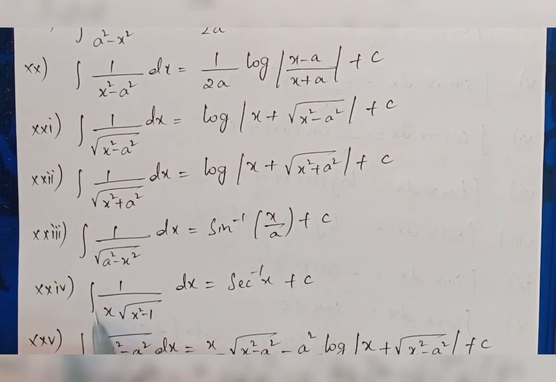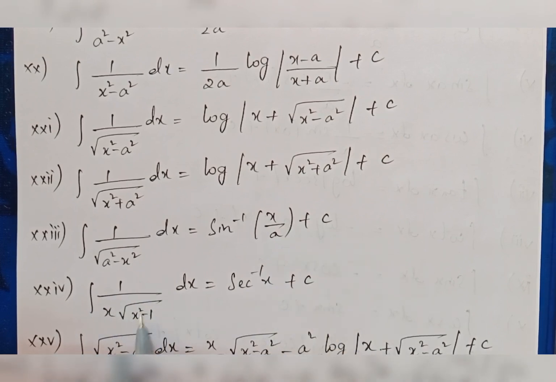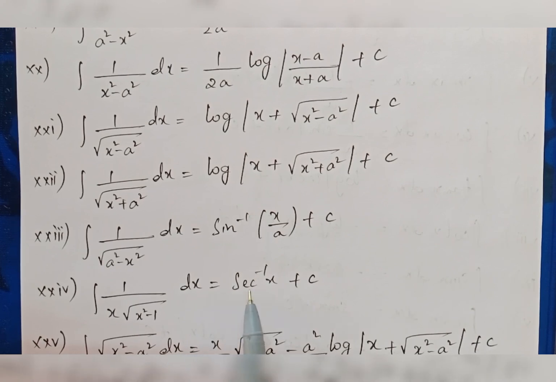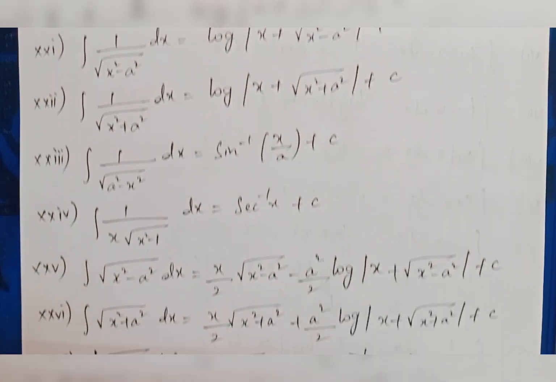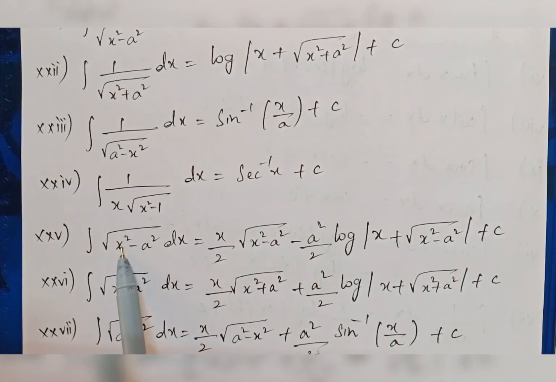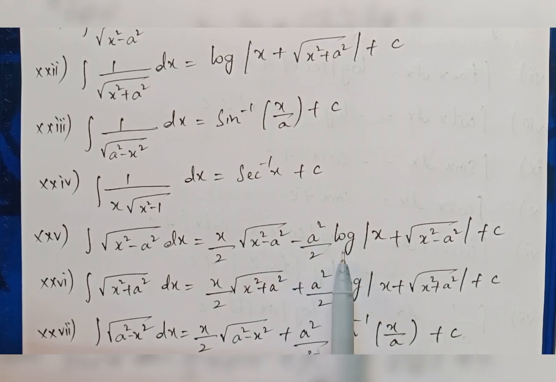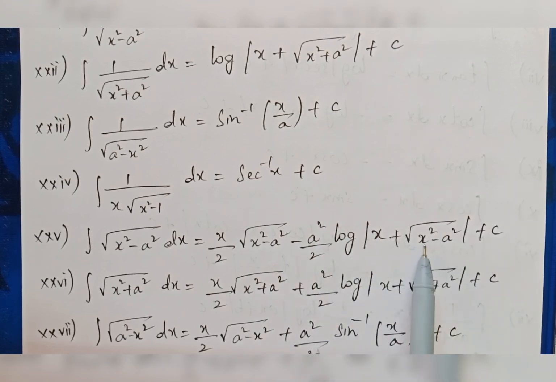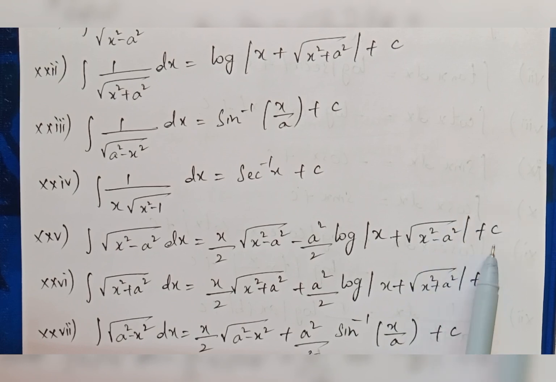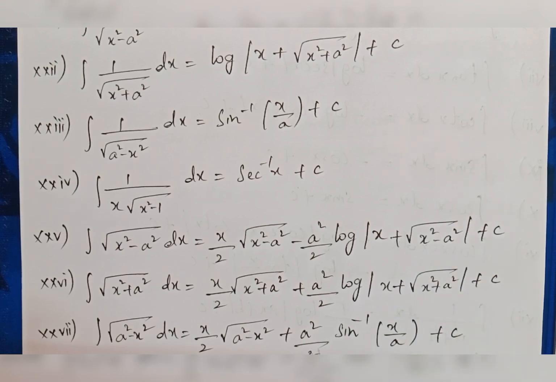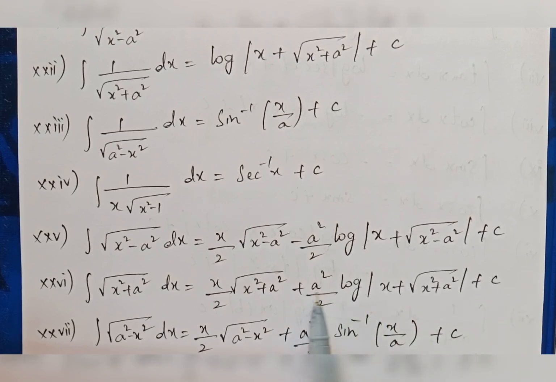Integral 1 by x into root of x square minus 1 dx is equal to secant inverse x plus c. Integral root of x square minus a square dx is equal to x by 2 root of x square minus a square, minus a square by 2 log mod x plus root of x square minus a square, plus c. Here there is only a difference of negative and positive. Here it is negative, so everything is minus here, and here it is positive, so in this formula all the terms are in the positive plus form.